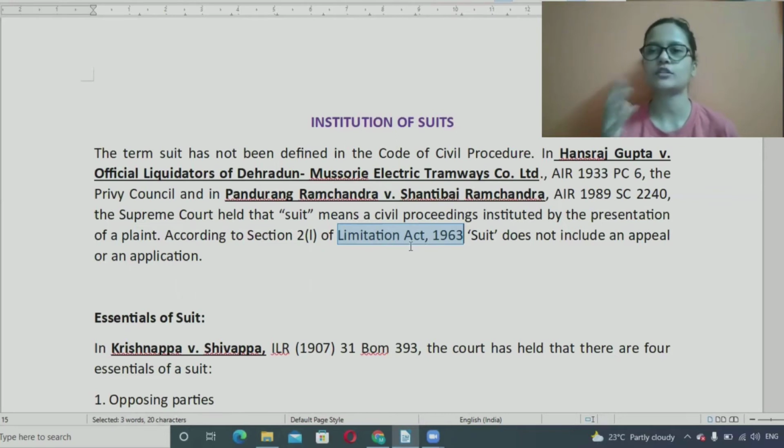So this Limitation Act also provides for definition of certain words. There, in section 2 clause (l), it provides for the definition of the term suit, and it says suit does not include an appeal or an application. An application filed before the court is not a suit, plus a civil appeal, first appeal or second appeal, those are also not considered a suit. They are considered civil matters, civil appeal, but those are not suits. So suits would basically mean the original suit that you are filing before the court, by presenting a plaint. That is what a suit is.